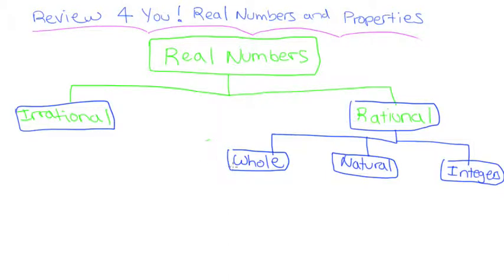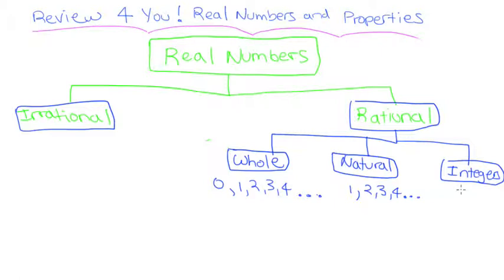Whole numbers start from 0 and they go 1, 2, 3, 4, and so on and so forth. Natural numbers are just called counting numbers. They're called counting numbers because they're whole numbers, but they start from 1, because usually when you count stuff, you start from 1, not 0. So natural numbers go 1, 2, 3, 4, and so on.